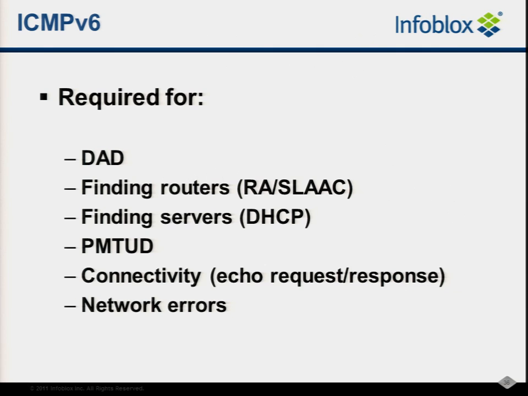ICMP, the big lesson here is you have to have it. You cannot filter it all. You need to have it for all of these things. Duplicate address detection, finding your routers, finding your DHCP server, doing path MTU, doing echo tests, all networking errors, all packet too bigs. So basically, if you completely disable ICMPv6, you can't get addresses, can't guarantee unique addresses, can't find your router, can't find DNS. So if you consider that a useful experience, more power to you. But it's basically the bad version of a PIPA.